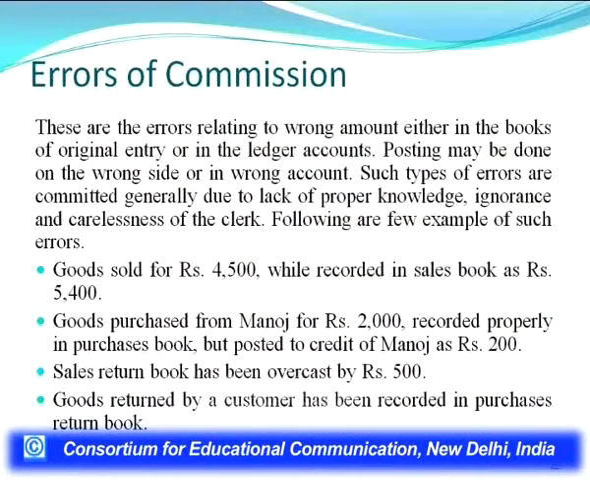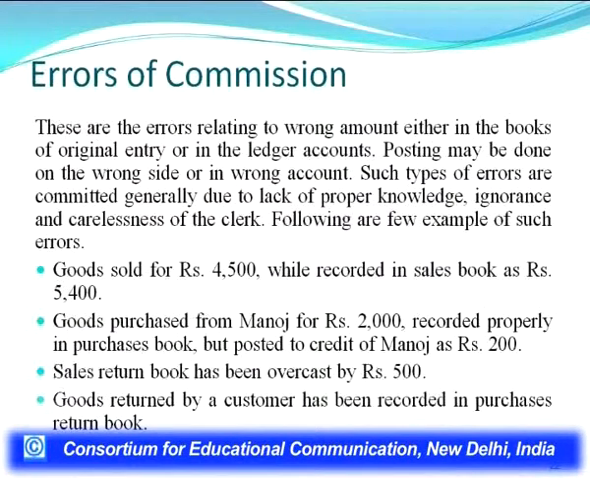So, a few more examples may be there. Goods sold for 4,500 while recorded in the sales book as rupees 5,400. In this example, the digits have been exchanged. 4,500 has been recorded as 5,400. Next example, goods purchased from Manoj for rupees 2,000 recorded properly in the purchases book, but posted to the credit of Manoj's account as rupees 200. So, the posting has been made into the correct account, Manoj, on the correct side, credit side, but the amount is wrong.